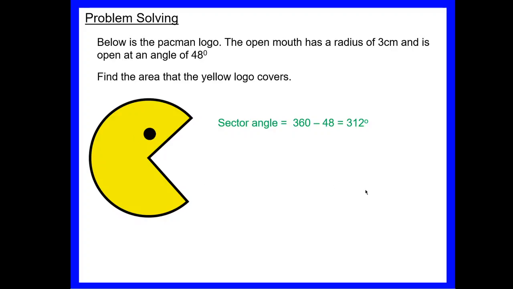So remember, it's the fraction of a full circle, so 312 out of 360, times the area of a circle, pi, times the radius, which was 3 squared, and that comes to 24.5044, etc., to one decimal place, 24.5 centimetres squared.